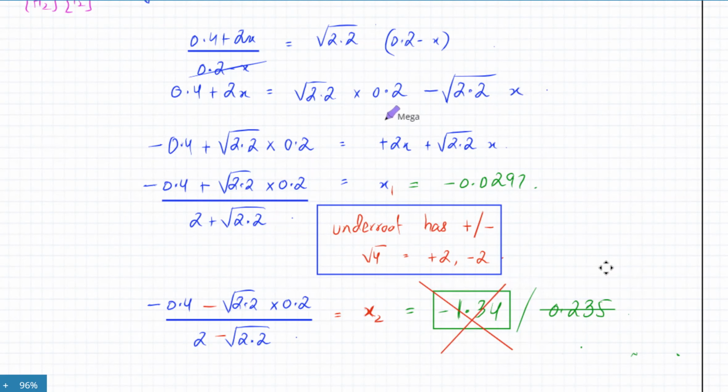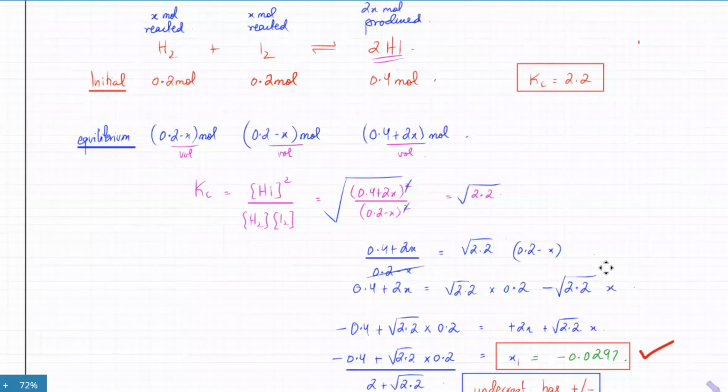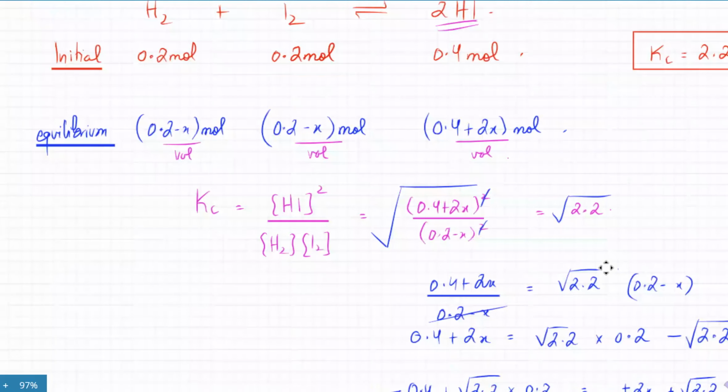This one, which I'm circling, is my correct value. And this one is wrong. So that's my incorrect value. So how did I figure this out? I went back and I have my equilibrium moles. Now I'll get rid of the volume part. So now I have my equilibrium moles.